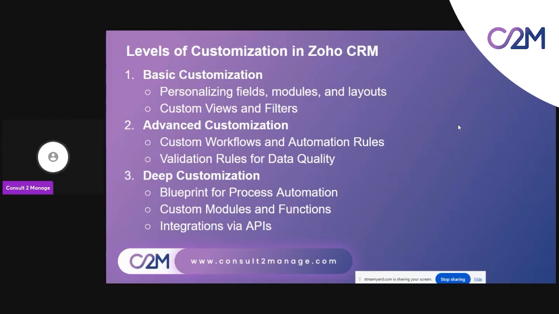Then the levels of customization in Zoho CRM. We have basic customization, advanced customization, and deep customization. These are defined by us, based on the business requirements. Basic customization is personalized fields, modules, layouts, custom views, and filters. Advanced customization covers custom workflows, automation rules, and validation rules for data quality. Deep customization is more into the technical aspects, like blueprints for process control and SOP implementations, custom modules and functions, integrations with third parties via API, building widgets and so on.